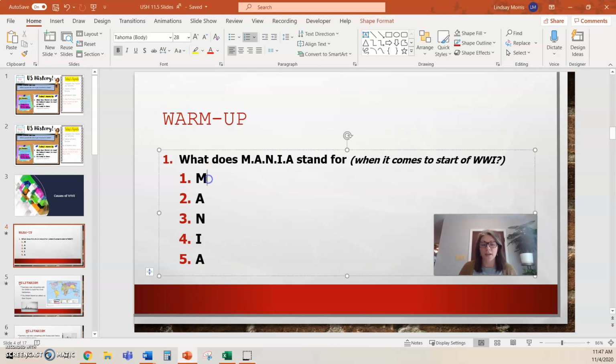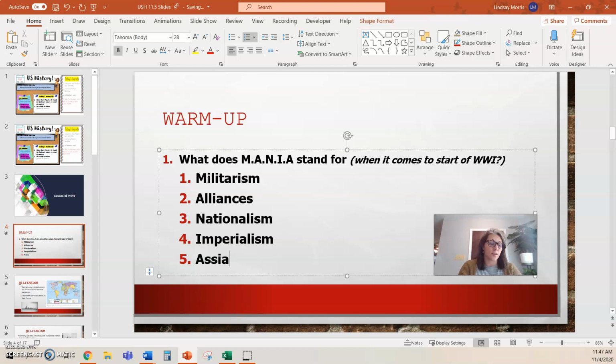So the first one is militarism, and we will talk more about each of these in a minute. The second one is alliances. The third one is nationalism. The fourth one is imperialism, which we have already talked about, American imperialism, but remember, it wasn't just the United States that was using that. And the assassination. I can never spell anything, the assassination of Archduke Ferdinand.